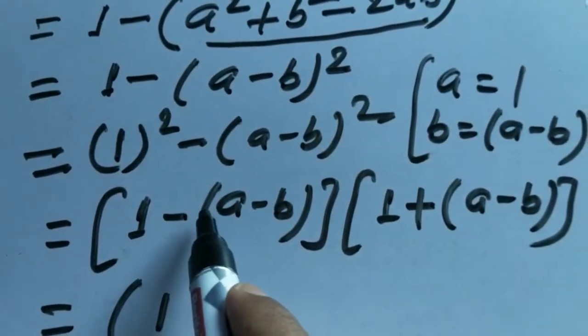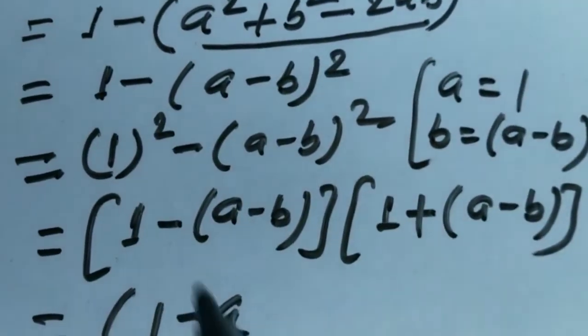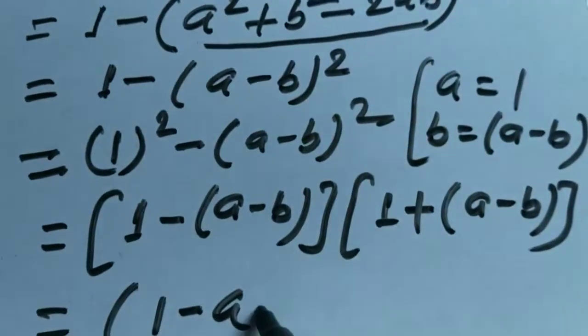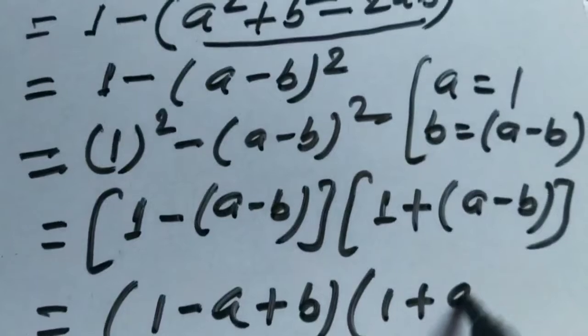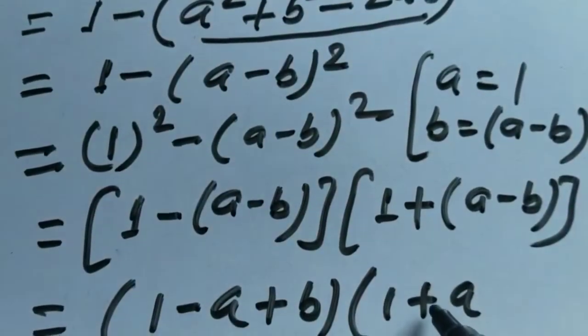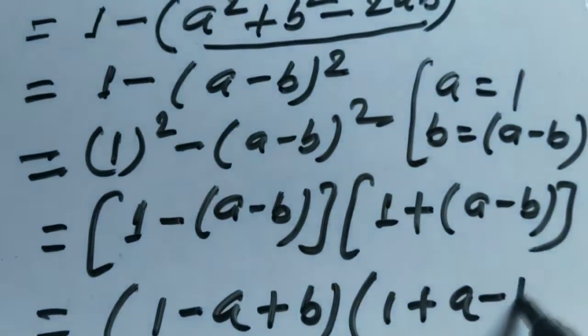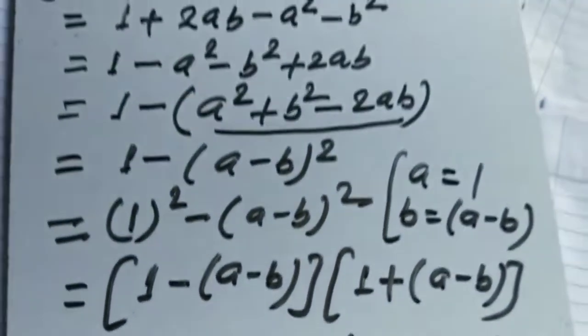Now it will be 1 and minus a, minus when multiplied by plus a it will be minus a. Remove the bracket. So minus multiplied by plus will be minus a, minus multiplied by minus will be plus b, and 1 plus a, plus multiplied by plus will be plus a, and plus multiplied by minus b will be minus b. This is your factorization for question number 29.